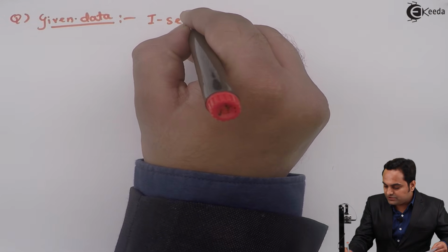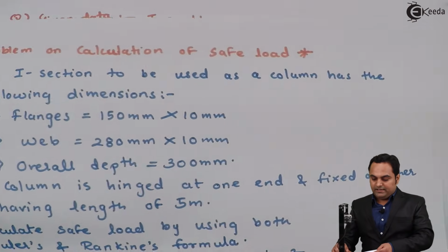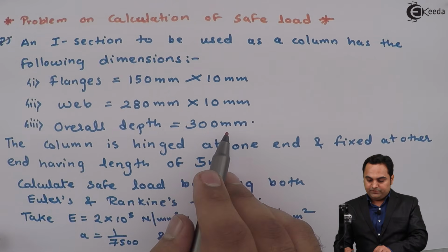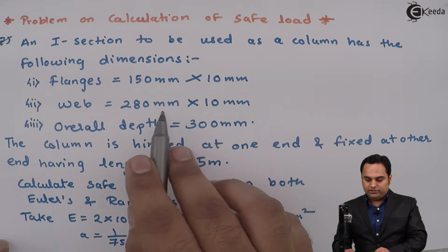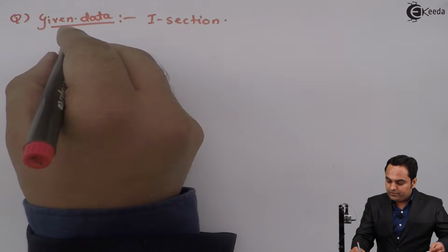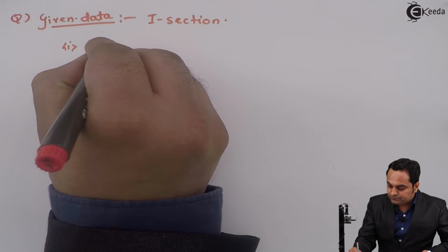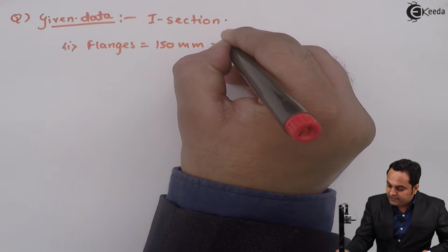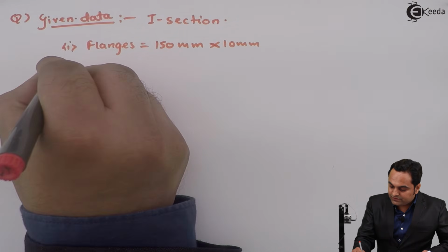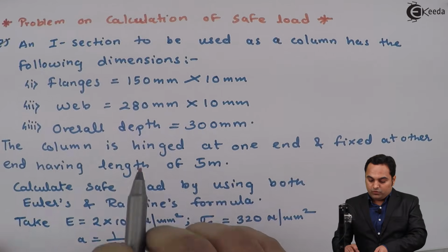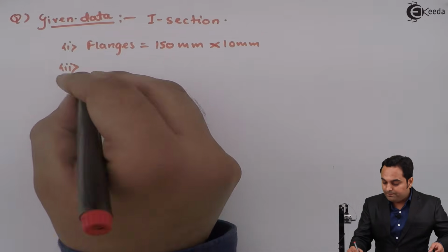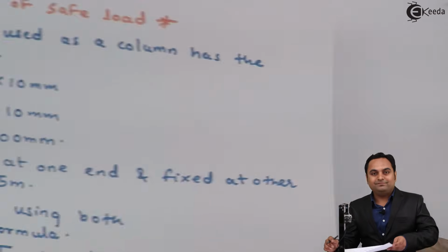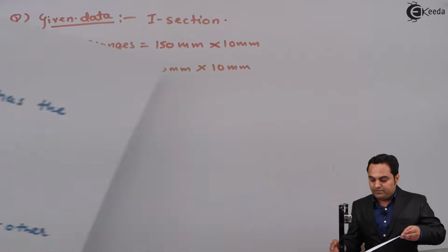So we have an I section here and it has the following dimensions. Flanges are given, web and overall depth. Now if the flanges are given to us, we can write here first of all flanges 150 mm into 10 mm. Next, web is given 280 mm into 10 mm. Then the overall depth is 300 mm.